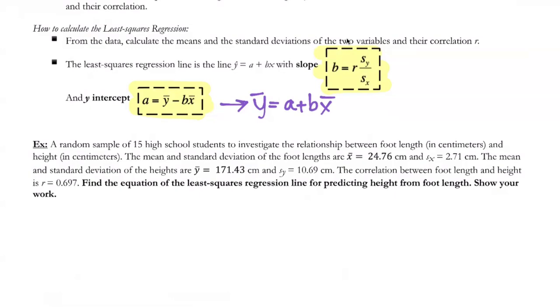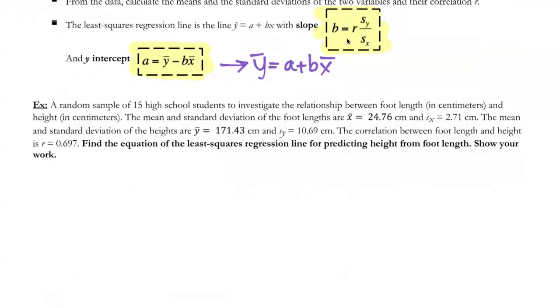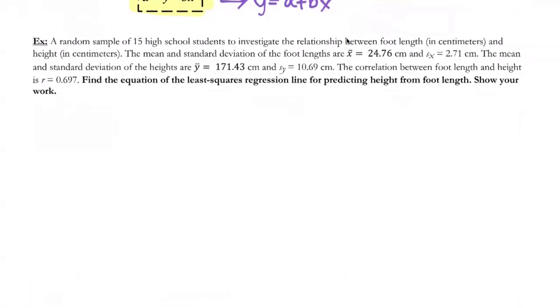So those are given to you on your formula sheet. And when might we use these? If we look here, here's an example. It says 15 high school students investigate the relationship between foot length and height. The mean and standard deviation for foot length are given, and the mean and standard deviation for height are given as well. The correlation is 0.697. So if we have to find the equation, one thing to note is that in the second one, you have to use B, which means I have to do the equation with B first. So I'm going to go ahead and do that first.